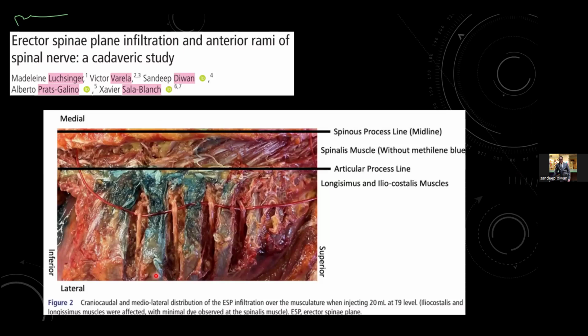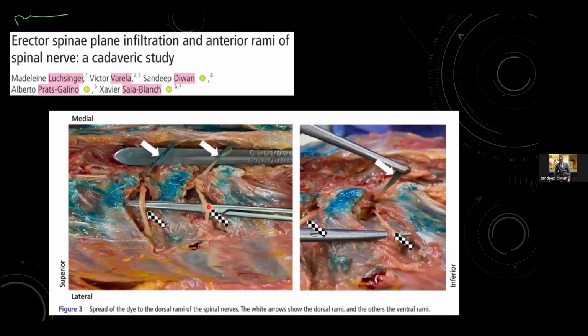You can see that there is a spread from cranial to caudal and medial to lateral, 20 ml at a level of T9. This was still low down, and you can see that none of the ventral rami are stained. So it's usually the dorsal rami which are blocked and not the ventral rami with the erector spinae plane.